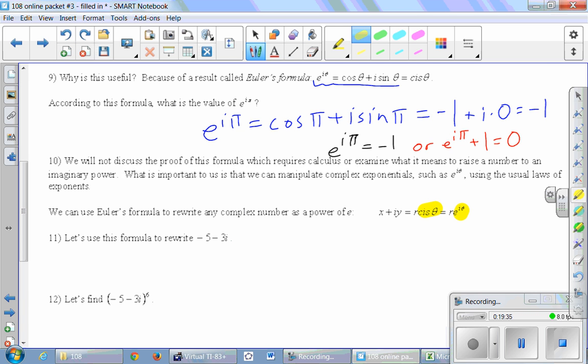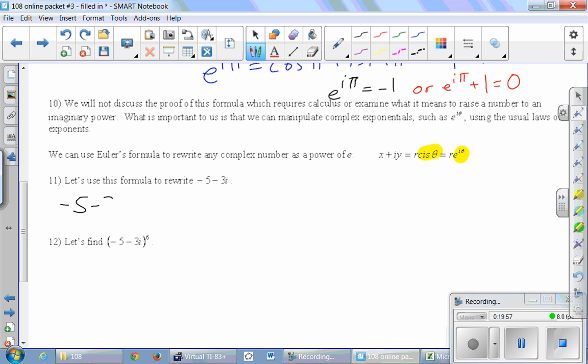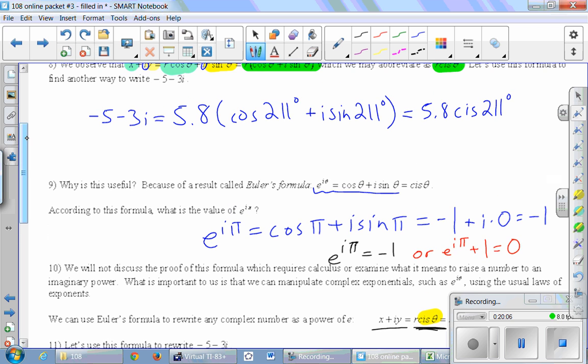Okay, so you should be honestly pretty confused at this point because there's so much new notation and then this crazy idea of taking e and raising it to an imaginary number. But the techniques that I want you to be able to do are actually not that hard with a little practice. So let's try our first one here in 11. Let's use this formula to rewrite -5 minus 3i. Okay, so negative 5 minus 3i equals. All right, so the first thing we wanted to do, let's take it and write it in r cis theta form. Well, we actually did that up above. It's there on the far right-hand side, 5.8 cis 211.